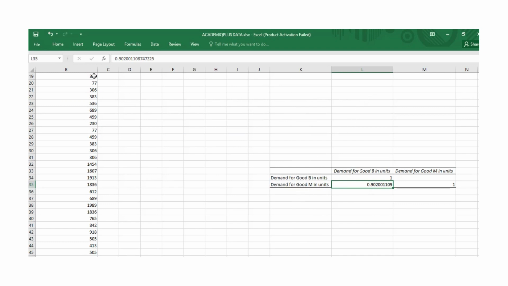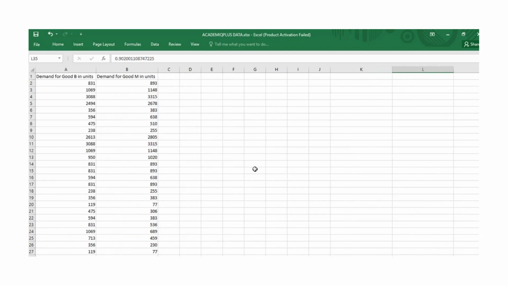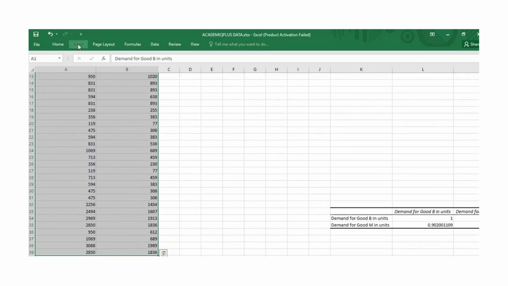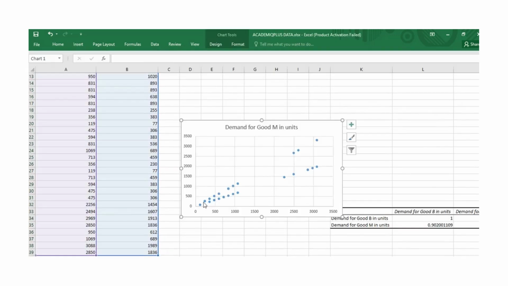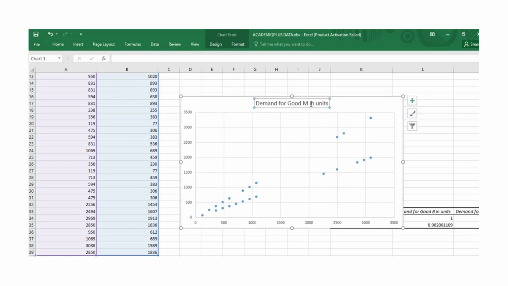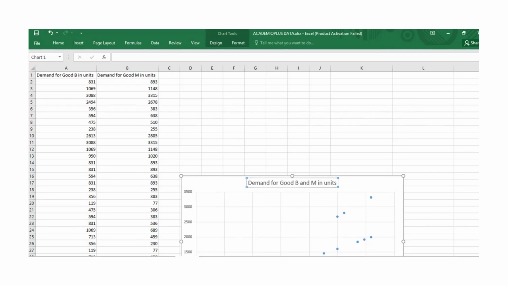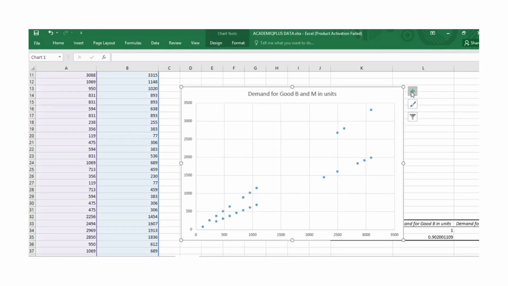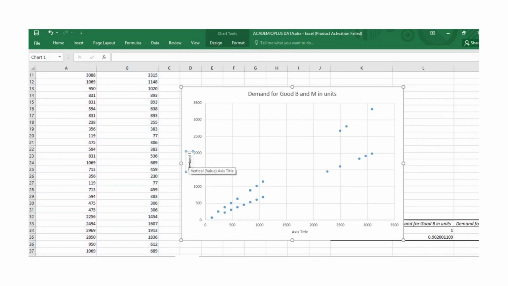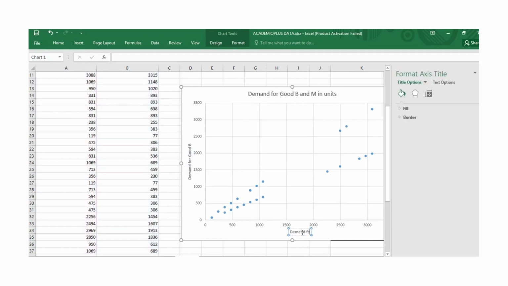So let's check this out by using the scatter diagram, because it usually makes the relationship more visible. Highlight the data, click on insert, click on this. Alright, you can see, although it's not perfect as in +1, it's nearly perfect. You can see it's moving in the same direction. Demand for good M and demand for good B, in units. Let's include the axis titles: demand for good B, demand for good M.